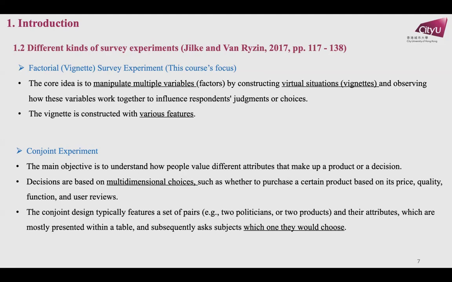And the final one is the conjoint experiment, which is mainly used to understand how people value different attributes that may make up a product or a decision. Like in real life, when we buy a product, our decisions are usually based on a combination of several considerations, like the product's price, its quality, its functions, and the user reviews or the user experiences. And the conjoint experiments usually provide the respondents with a set of choices and their attributes, and the respondents are asked to choose their preferred options.